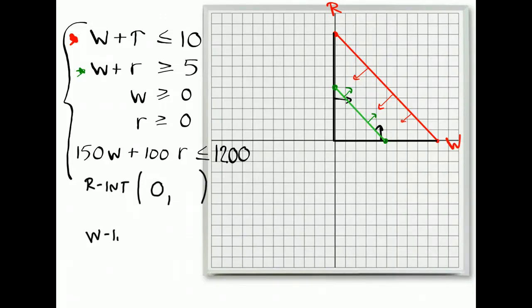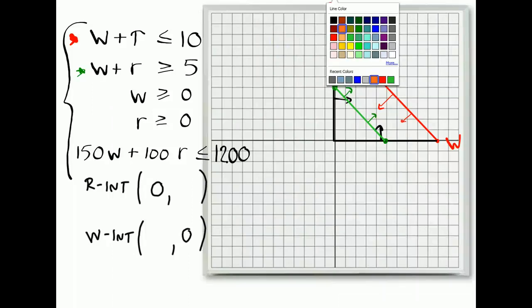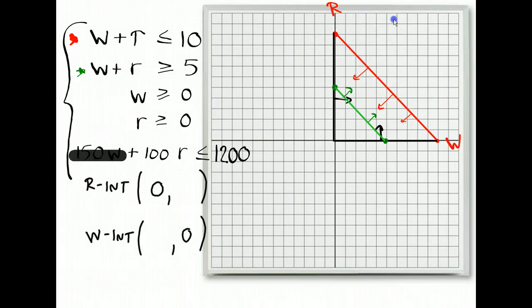Same concept for the W intercept. That's like your X intercept. At the X intercept, we know Y is 0, or in this case, R is 0. So when I put 0 in for W, essentially I cover up that term and that basically just gets rid of it for now. So if you just block that out, when is 100R going to equal 1200? And of course that's at the value of 12, because if you divide both sides by 100, 1200 divided by 100 is 12.